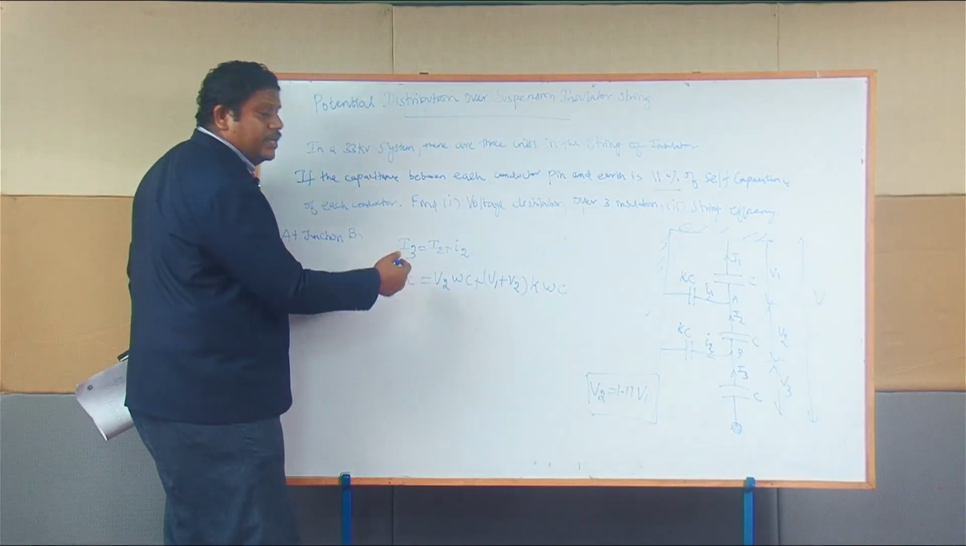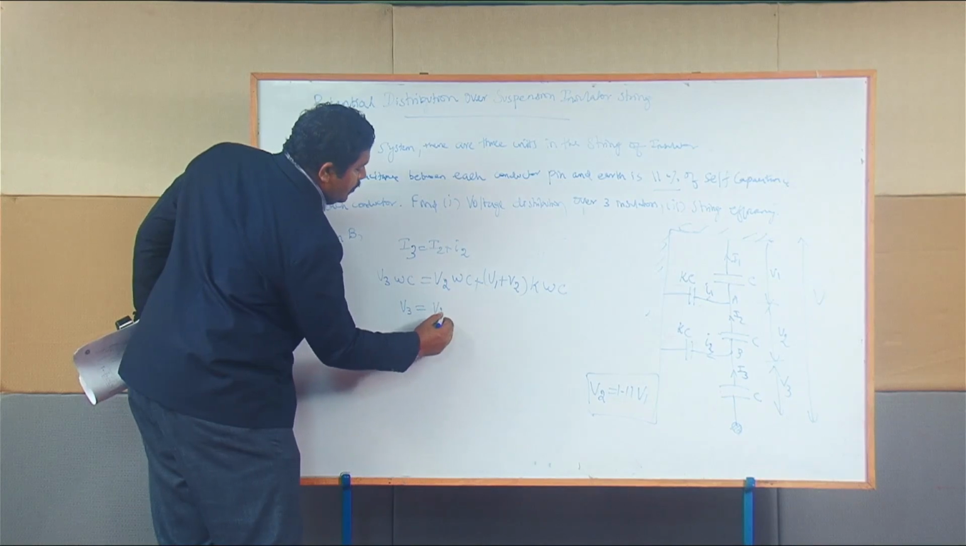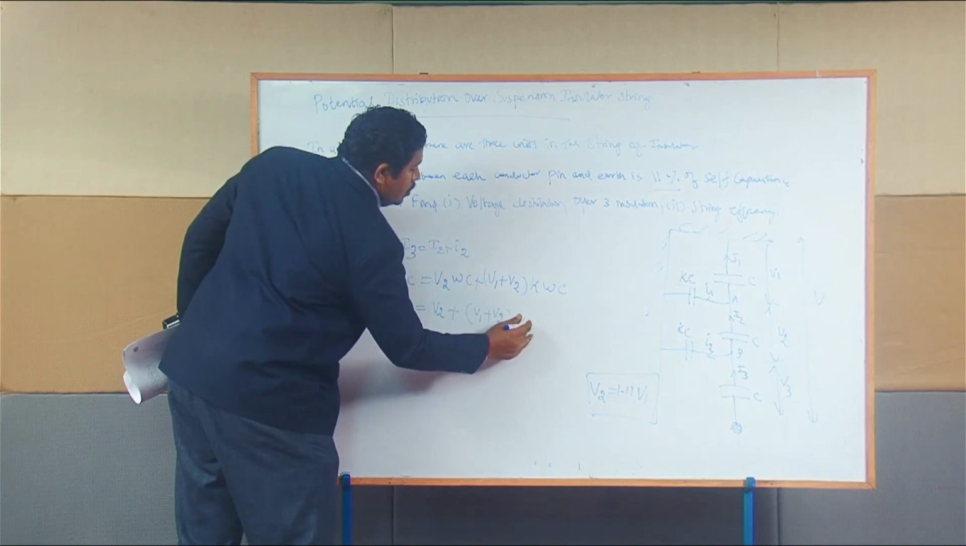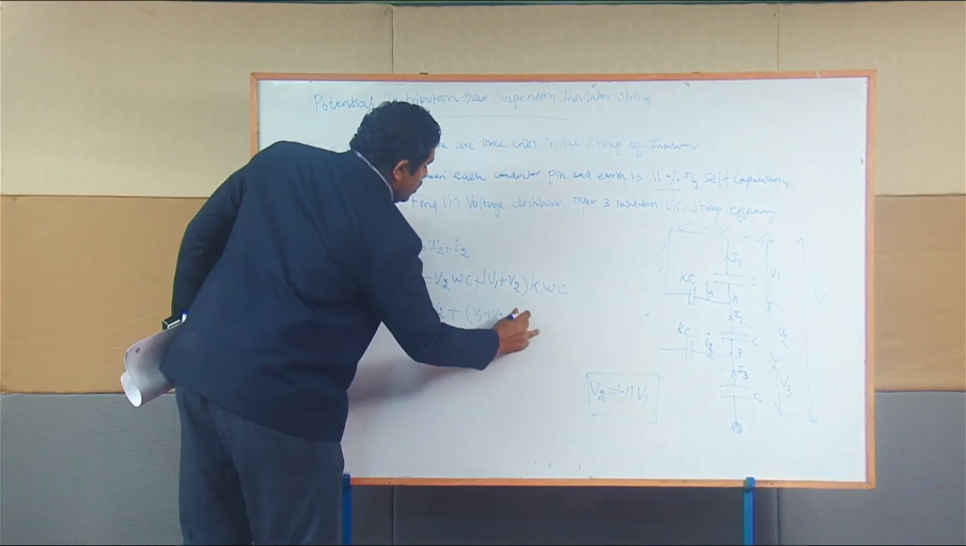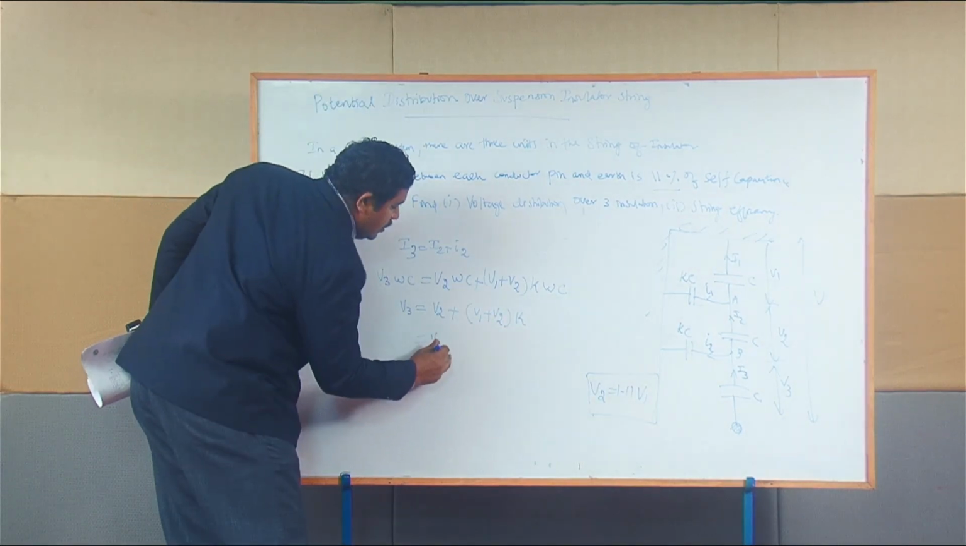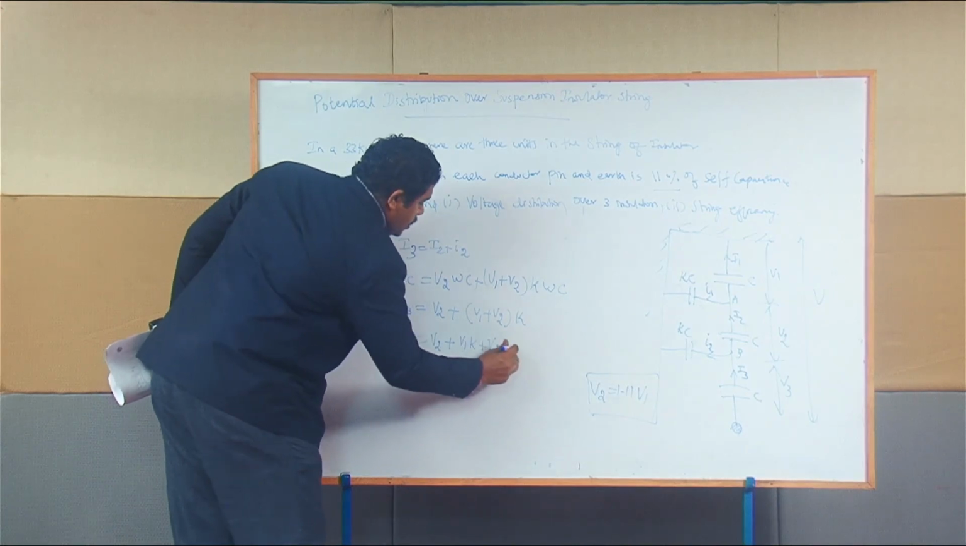So now as usual, take omega C common and cancel it out. V3 equal to V2 plus V1 plus V2 into K. Now just simplify: V2 plus V1 K plus V2 K.